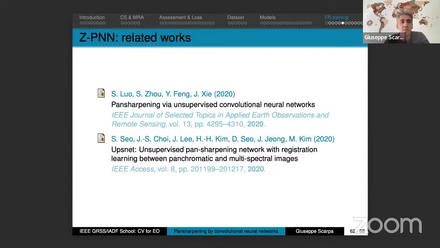Okay, so these are just two more references of related works, just to show that other people are going in the same direction. You can certainly find other papers on the same research lane, as this seems to be the most promising direction at the moment. At least this is my opinion. That's mostly different from our Zeta PNN proposal, for a different choice of the consistency losses, and also they do not leverage on target adaptation. There are also differences for what concerns the architecture of the CNN that are employed, but this is a minor aspect.